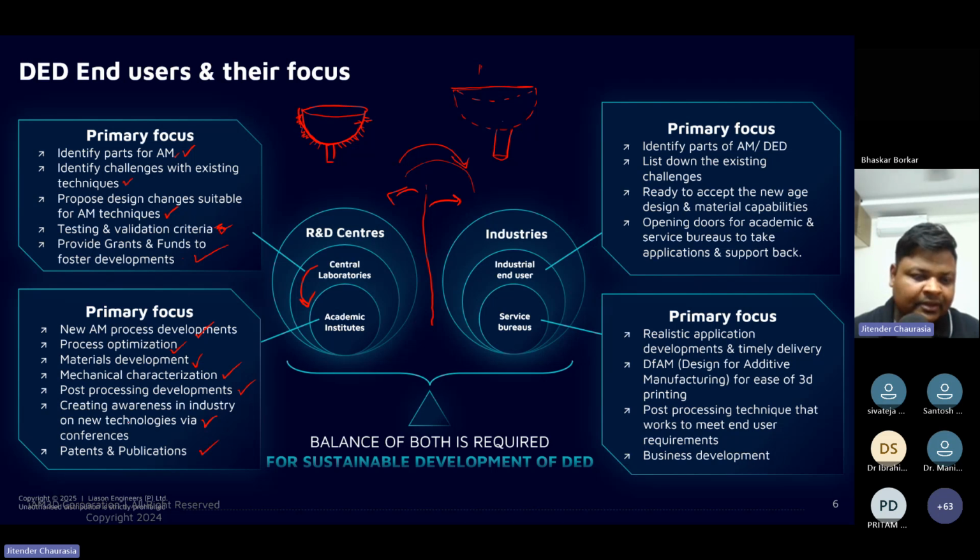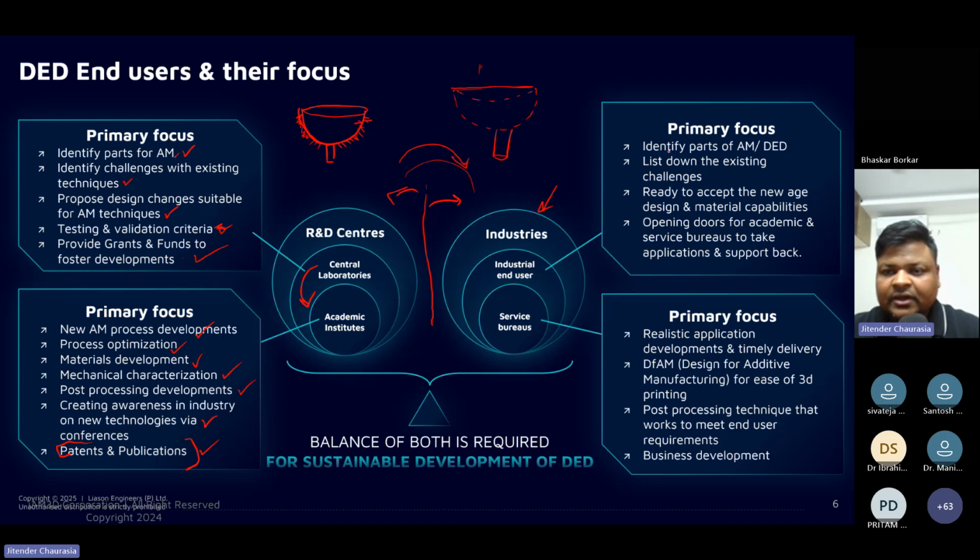So these patents and publications will mostly come when you have an application-oriented thought process. Otherwise, if you just do process optimization of the existing, you can't identify them. So now coming to industry.